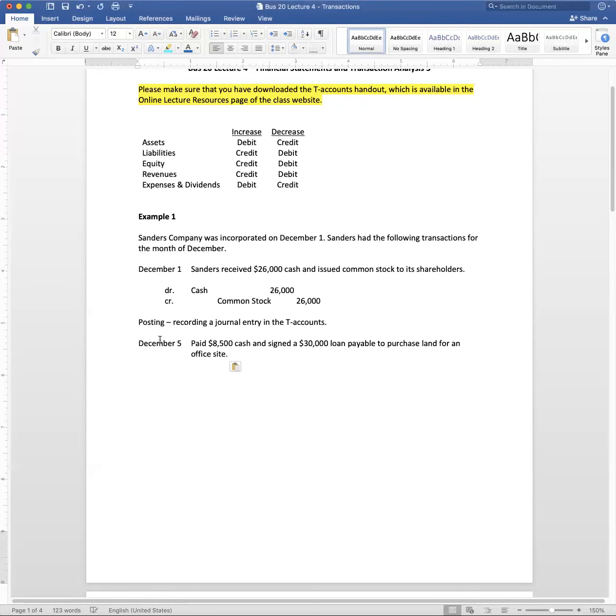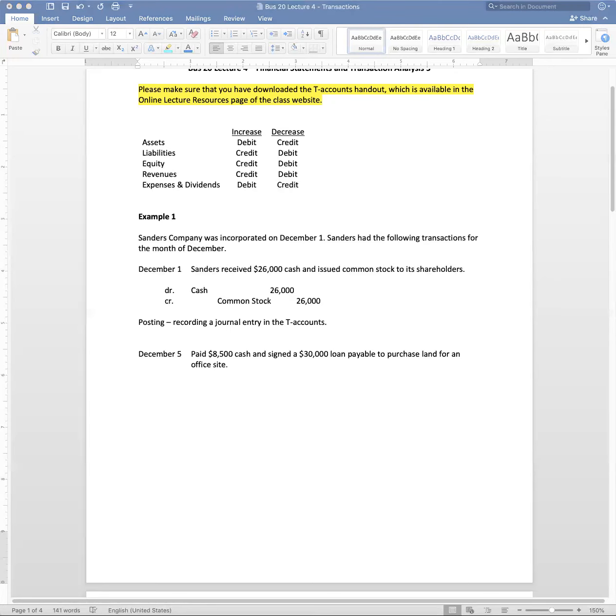So on December 5th, they paid $85,000 cash and signed a $30,000 loan payable to purchase land for an office site. Okay, so a lot of different things involved here. Let's start with the obvious, easy one, cash, right? Now they paid cash. We know cash is an asset and they're paying it, so cash is credited. So we can leave a blank line for the debit. We know there's going to be a debit. There has to be a debit. But then we can credit cash, $8,500.